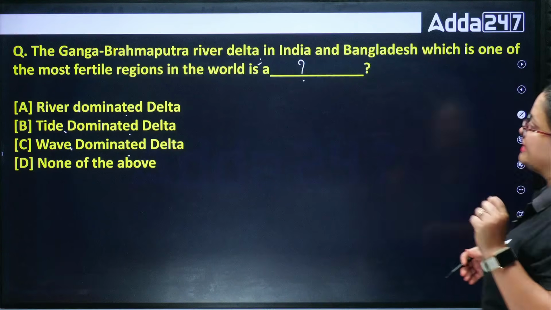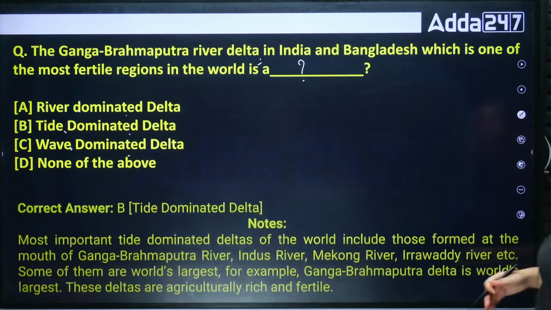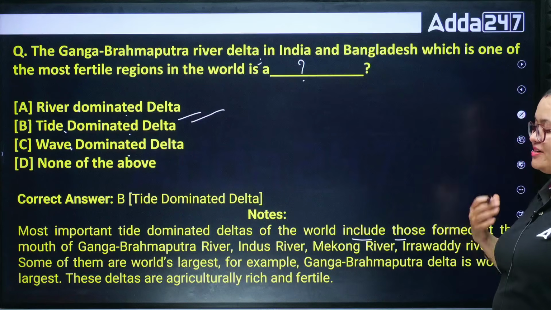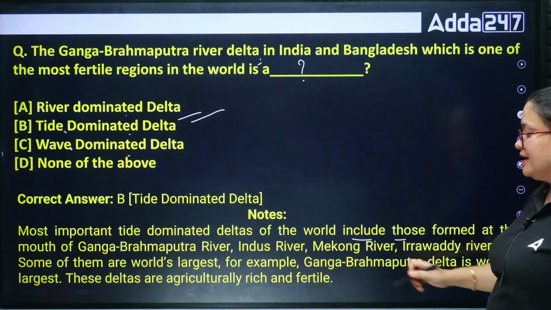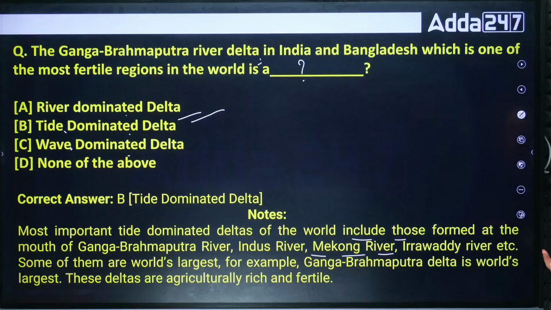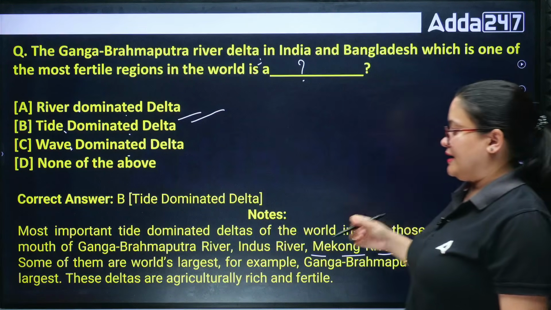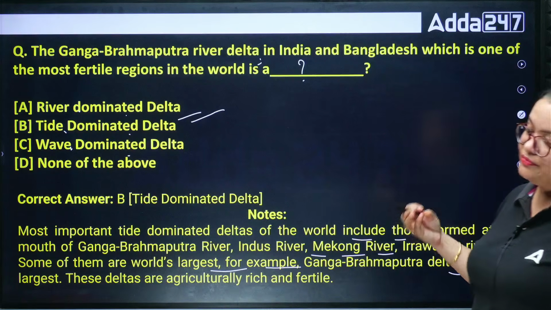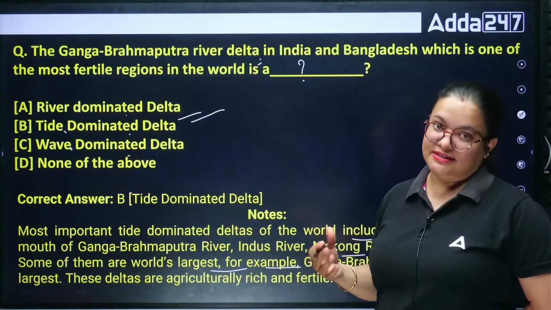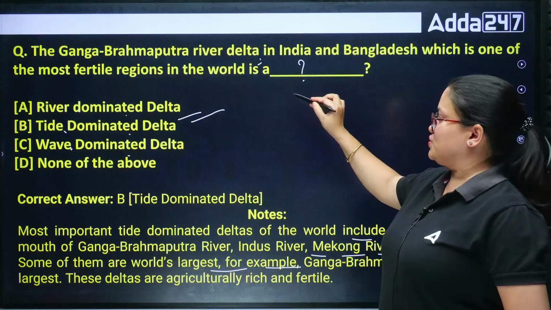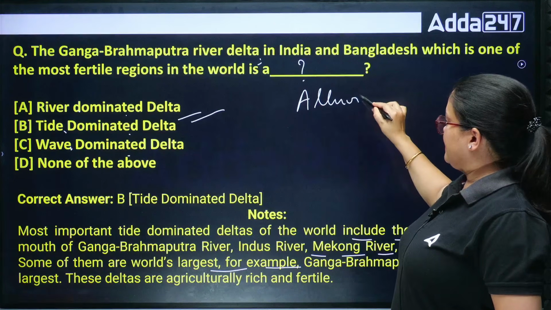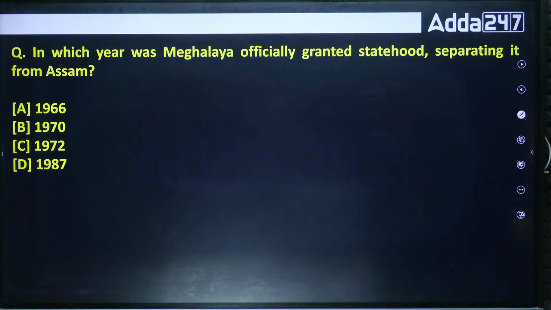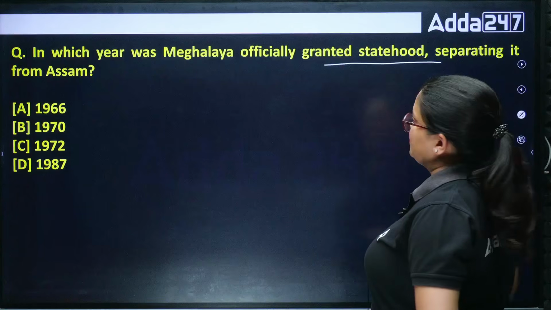So whenever we talk about this delta, the delta type is known as a tide dominated delta. Okay. Do remember, in the world, whenever we talk about a tide delta, it is the Ganga Brahmaputra delta, while the Indus, Mekong river, Irrawaddy river, etc. also make such deltas. Some of the world's largest is the Ganga Brahmaputra delta, and it is also known for its rich and fertile soil. Okay. Whenever we talk about soil type, mostly alluvial soil is found along the delta of Ganga and Brahmaputra.